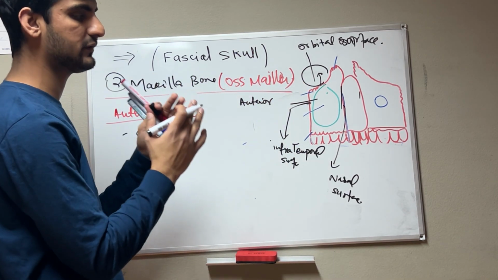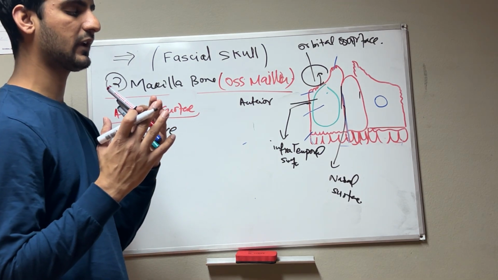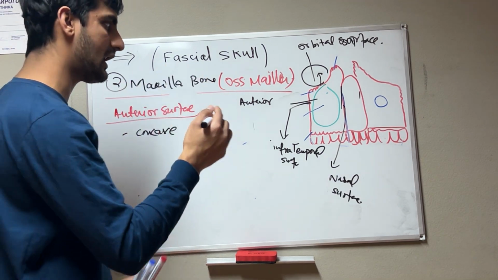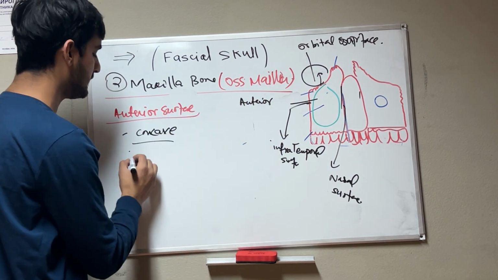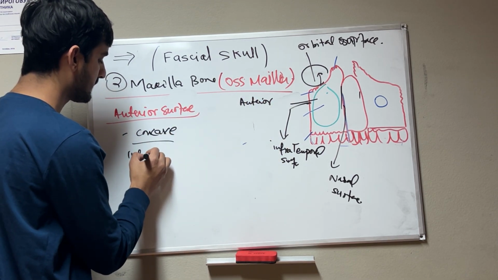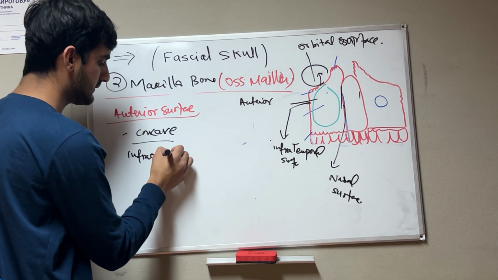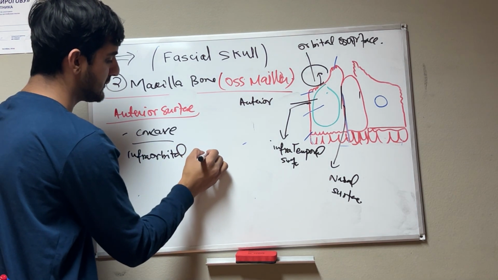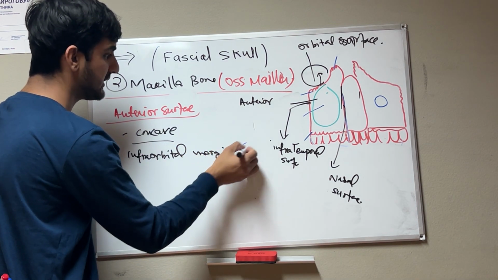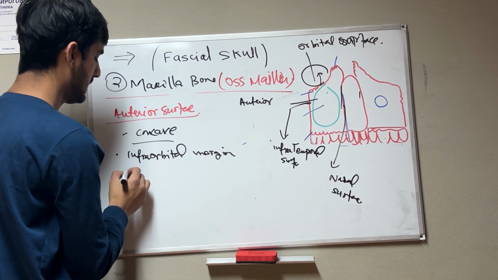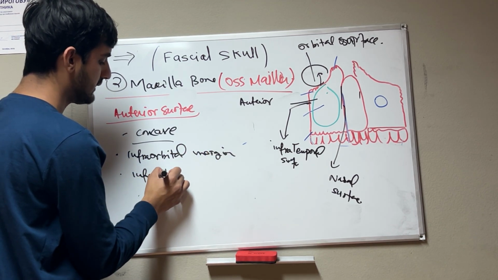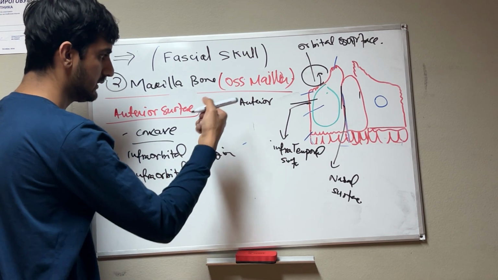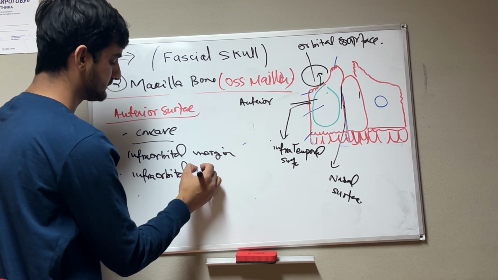Regarding location, on the anterior surface, where it is separated from the orbital surface, there we have the infraorbital margin and infraorbital foramen. The formations on the anterior surface are the infraorbital foramen and the infraorbital margin, or margo infraorbitalis, where it is separated from the orbital surface. And the infraorbital foramen is located on the anterior surface of the maxilla bone.